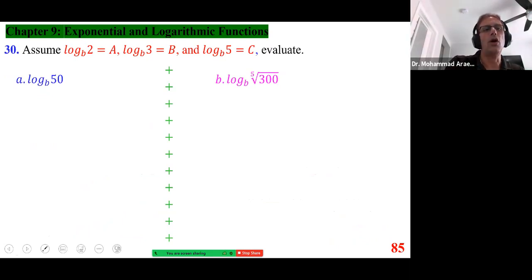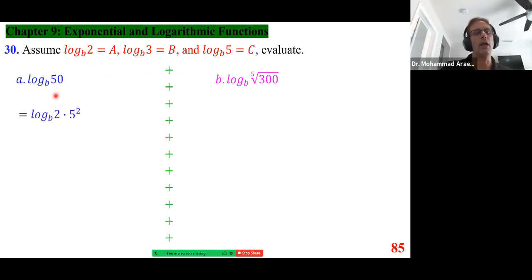In this case, log 2, 3, and 5 are given with some base. We don't know the base. And we want to see if we can find log 50, log of the 5th root of the square root of 300. All you have to do is look at those numbers 2, 3, and 5 and say, I want to factor this. I hope you realize 50 is 2 times 25, or 2 times 5 squared. Therefore, this is log 2 plus 2 log 5, same base, same base.